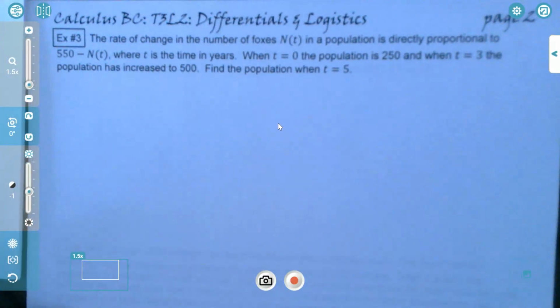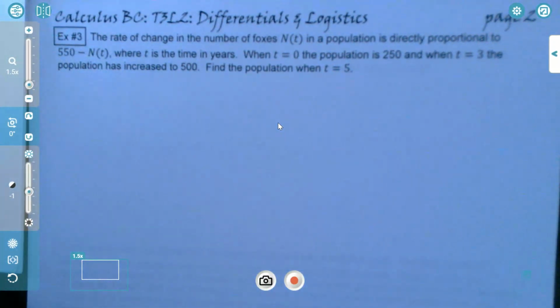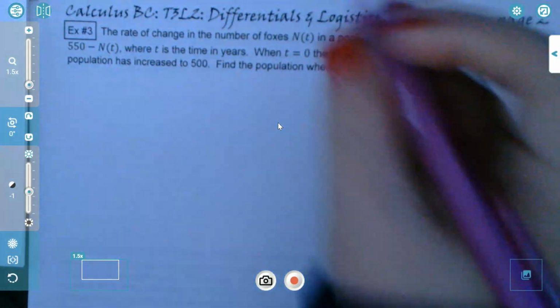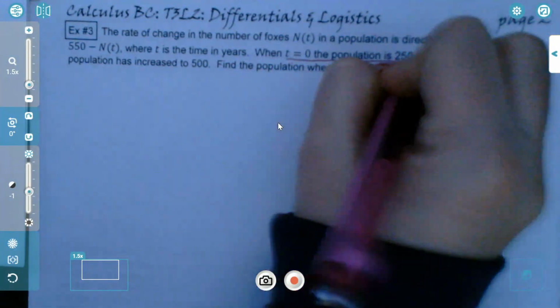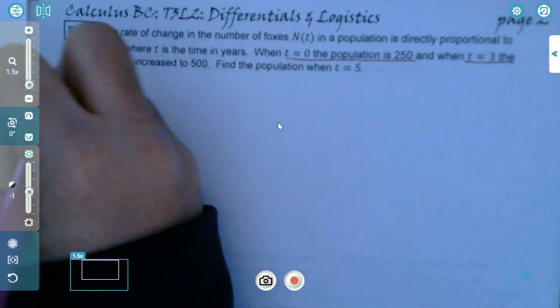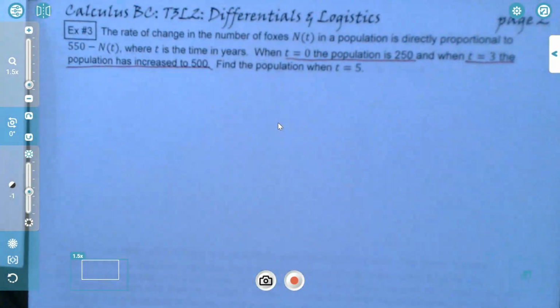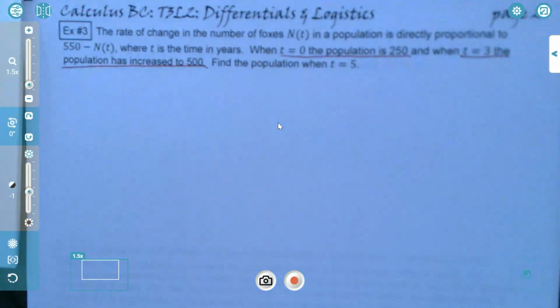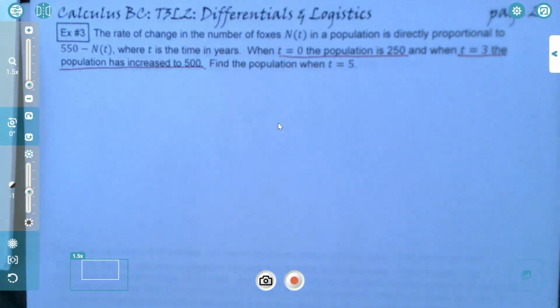Sorry. All right, example number 3: the rate of change in the number of foxes, n of t, in a population is directly proportional to 550 minus n of t, where t is the time in years. When t equals 0, the population is 250, so we know automatically that's going to be important. And when t equals 3, the population has increased to 500, so we know that's going to be important. They want us to find the population when t equals 5.